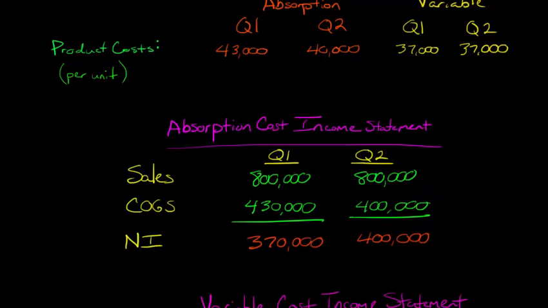The sales is just the $80,000 selling price per balloon times 10. And then we're just going to ignore SG&A and things like that, and skip right to our net income, right?